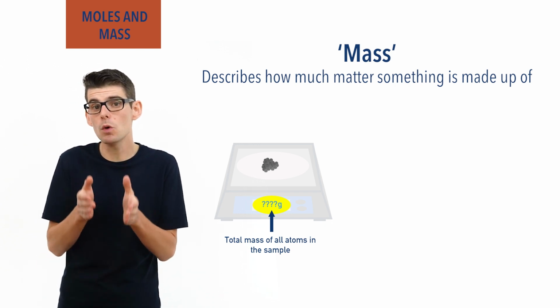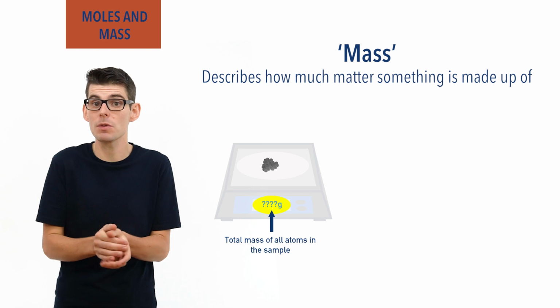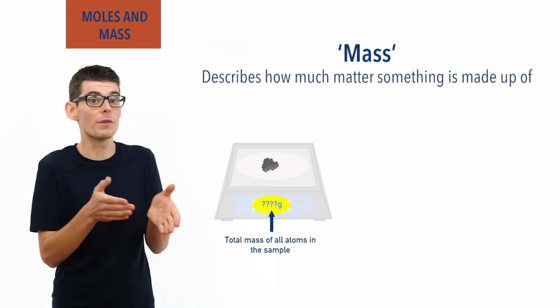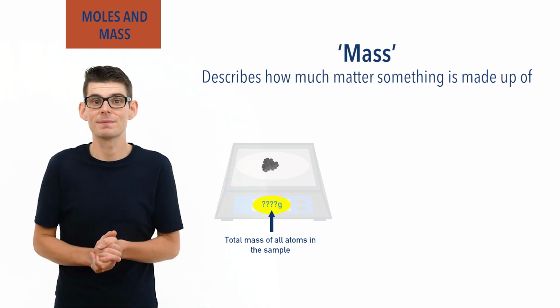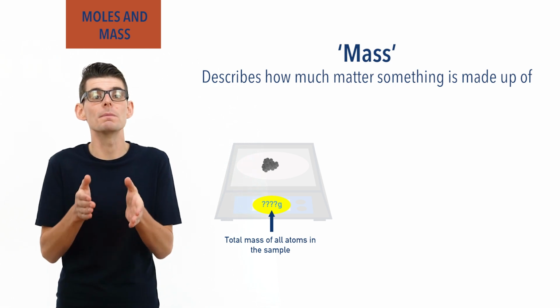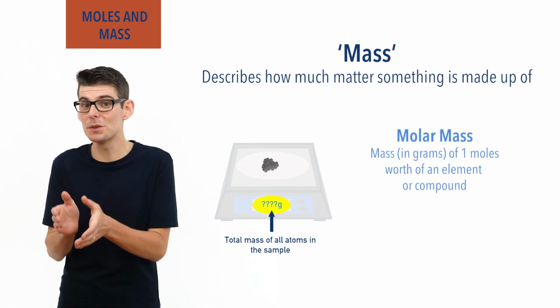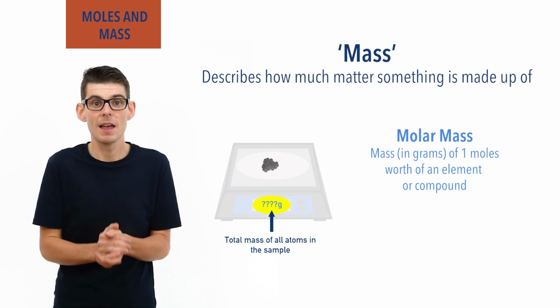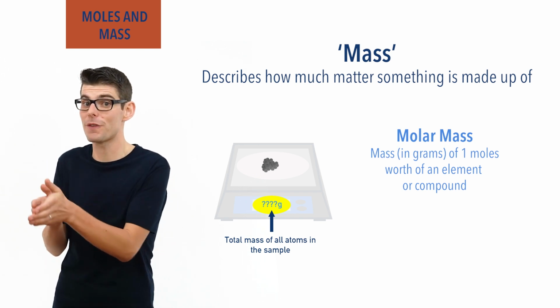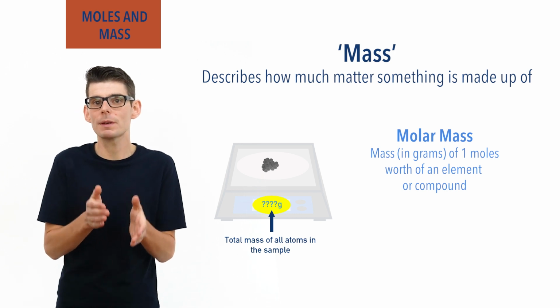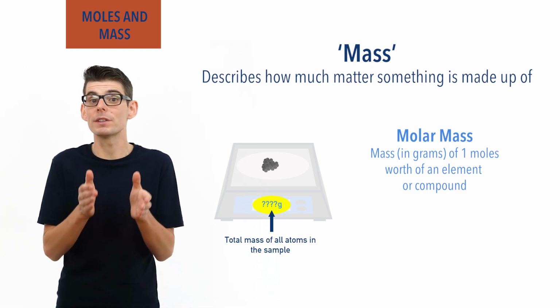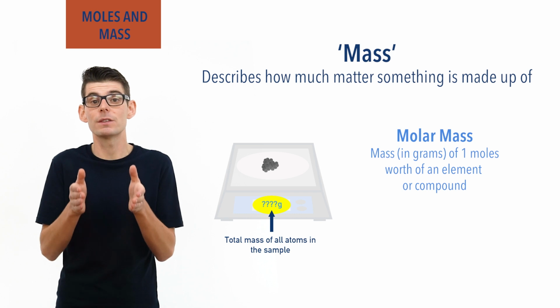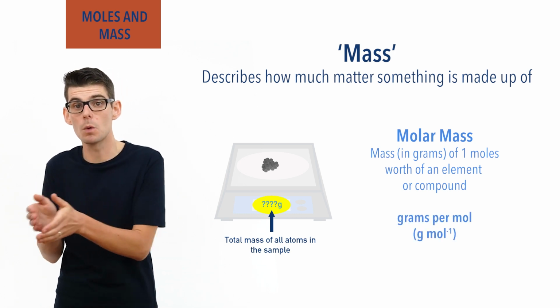For this, we also need to know the mass in grams of 1 mole's worth of atoms of each element in the substance. This value is called molar mass, and rather usefully, is the same value as an element's relative atomic mass. They aren't, however, the same thing. Relative atomic mass has no units, whereas molar mass does. It has the units of grams per mole.